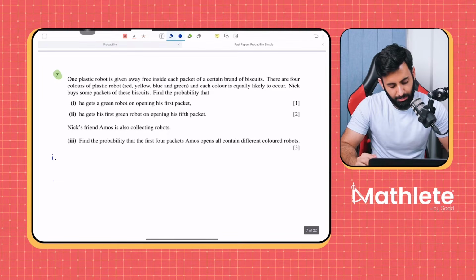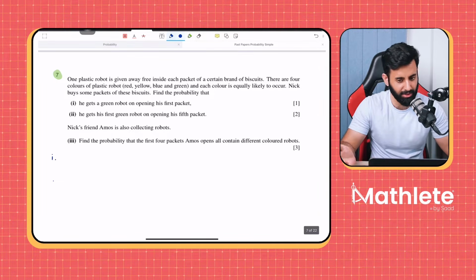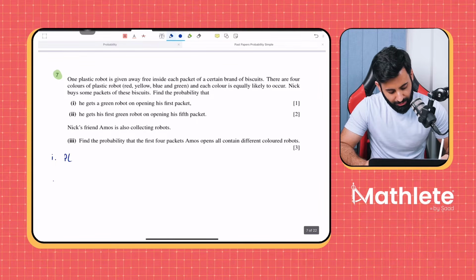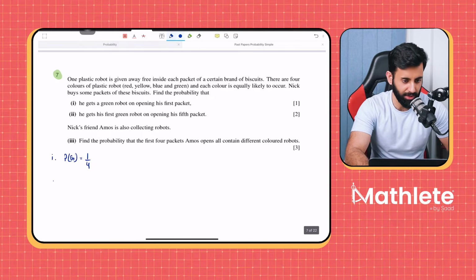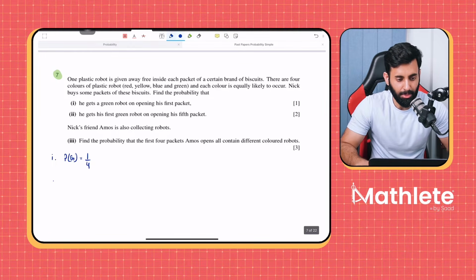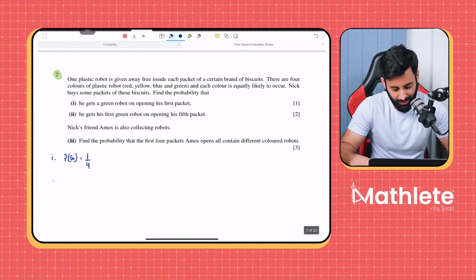Nick buys some packets of these biscuits. Find the probability that he gets a green robot on opening his first packet. So the answer to the first part, the probability of green, in fact, the probability of any color, is going to be 1 upon 4. Okay? Now, as far as the first part is concerned, that's it. Part 2 says Nick gets his first green robot on opening his 5th packet.